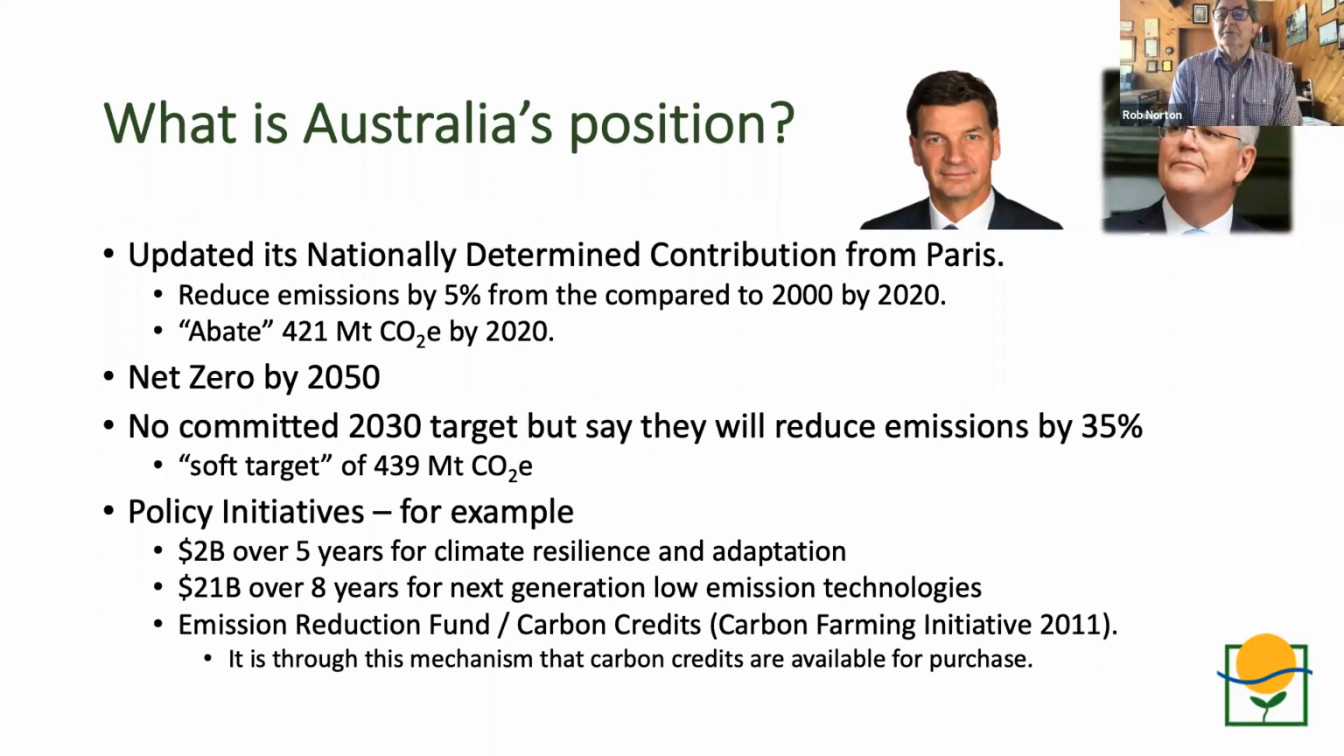Carbon Farming Initiative was the first piece of legislation, and that set up a process where the government would buy carbon credits off you to offset against our emissions to get that figure down.